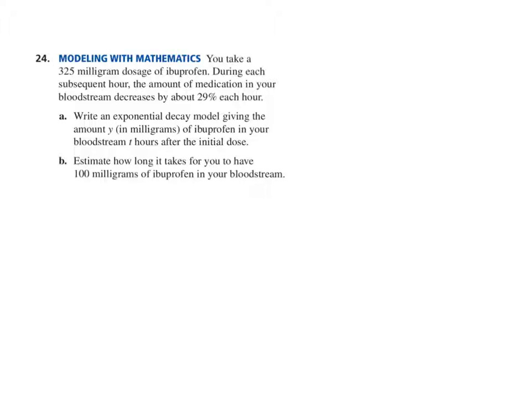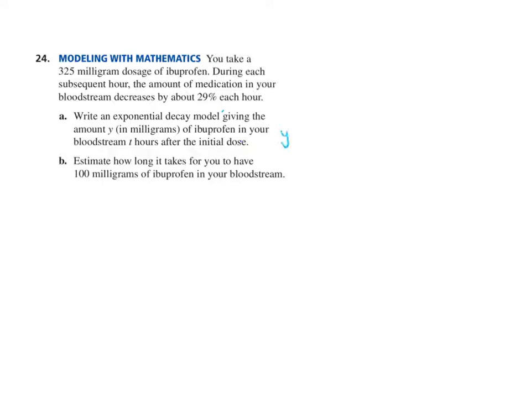Here's some homework help for 6.1, day 2, page 301, and here is number 24. So you take a 325 milligram dosage of ibuprofen. During each subsequent hour, the amount of medication in your bloodstream decreases by about 29% each hour. So we're going to write an exponential decay model, giving the amount in milligrams of ibuprofen in your bloodstream t hours after the initial dose.